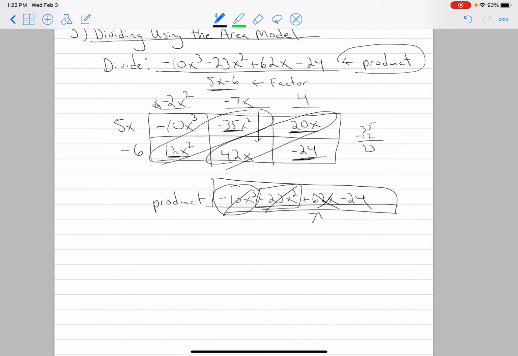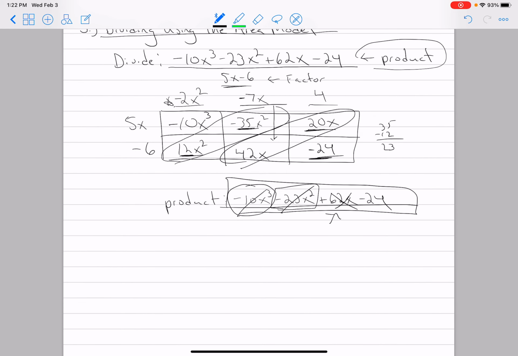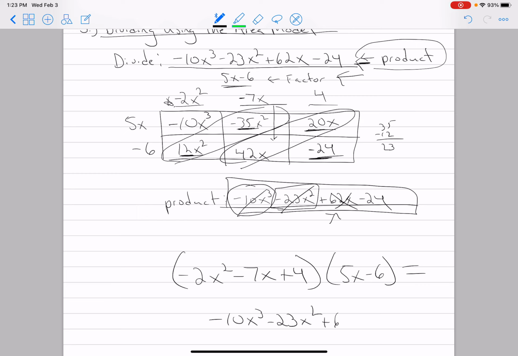So ultimately, when I divided it, I found out that this product divided by this factor equals negative 2x squared minus 7x plus 4. In other words, negative 2x squared minus 7x plus 4 times 5x minus 6 will equal the product, negative 10x cubed minus 23x squared plus 62x minus 24. That's the big picture of what we're supposed to be doing.